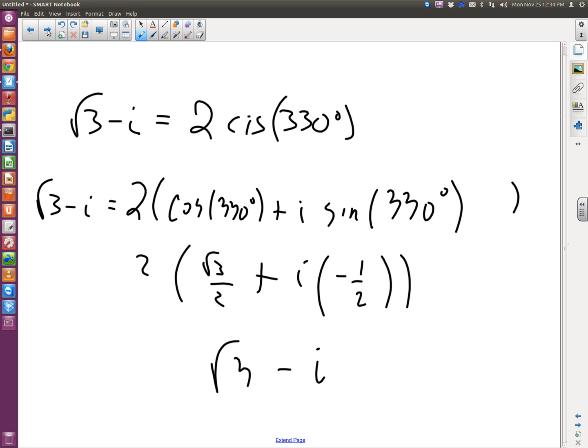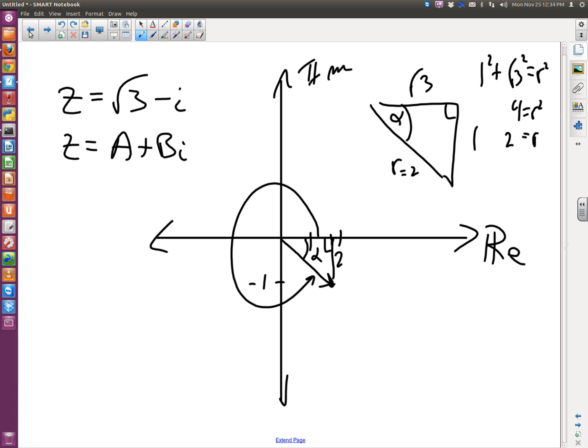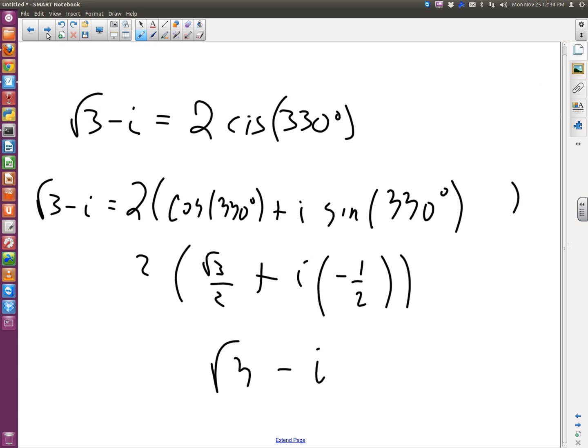So rad 3 minus i is 2 cis 330, I should say. Now, huh? So it does work. Okay. So I'm just saying we know how to convert from Cartesian to polar form, and we know how to convert from polar form to Cartesian form. All right, that's a warm-up.